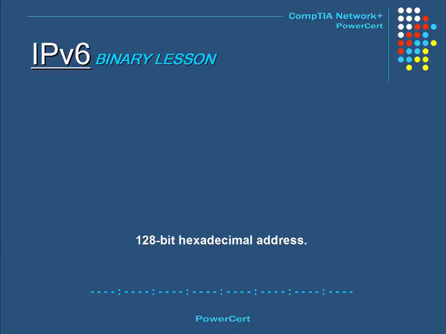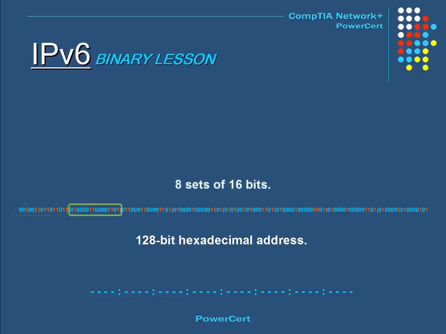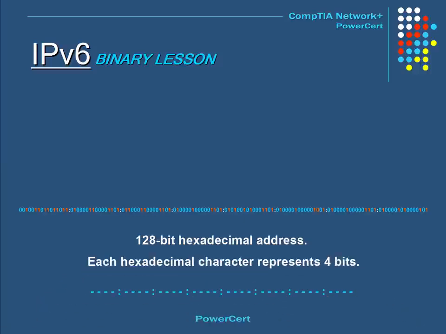So as stated before, IP version 6 is a 128-bit hexadecimal address. It's made up of 8 sets of 16 bits, with the 8 sets separated by colons, as you can see here. So in a similar way that we converted an IP version 4 address to a binary number, this is how we convert a binary number to a hexadecimal address. In an IP version 6 IP address, each hexadecimal character represents 4 bits. So we have to convert 4 bits at a time to get one hexadecimal character.